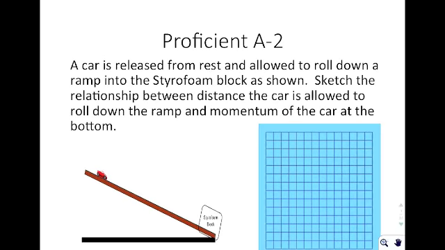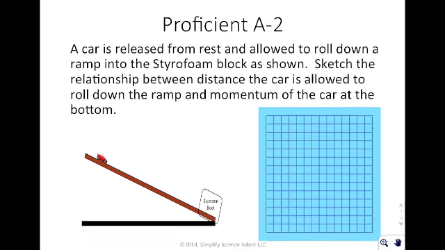In the next example, we have a proficient level example. It says a car is released from a styrofoam block and allowed to roll down a ramp into a styrofoam block as shown. Sketch the relationship between the distance the car is allowed to travel down the ramp and the momentum of the car as it reaches the bottom.